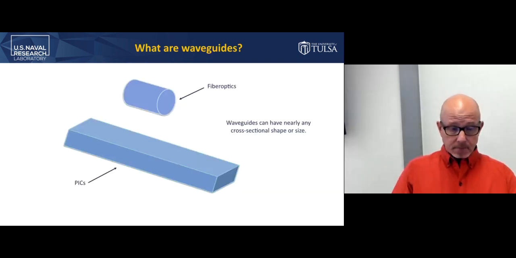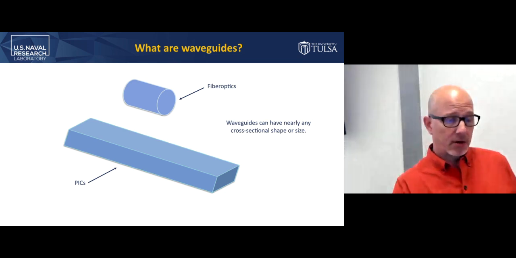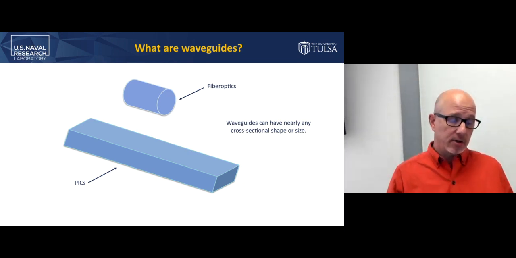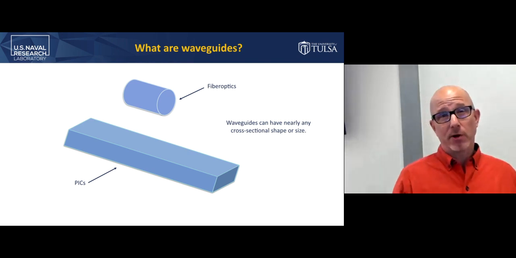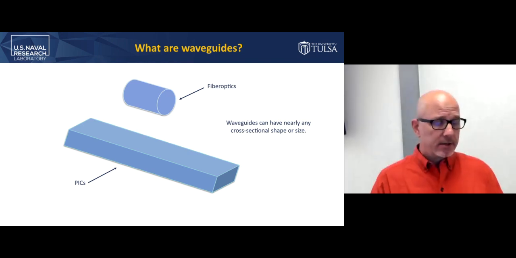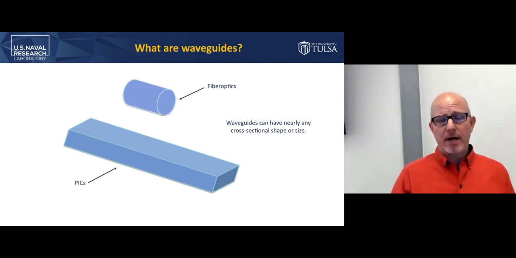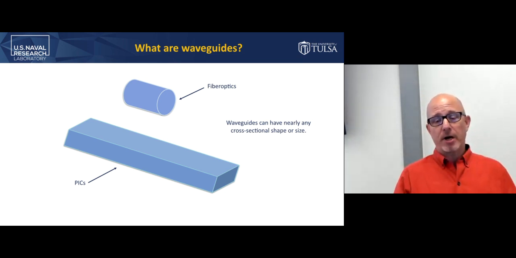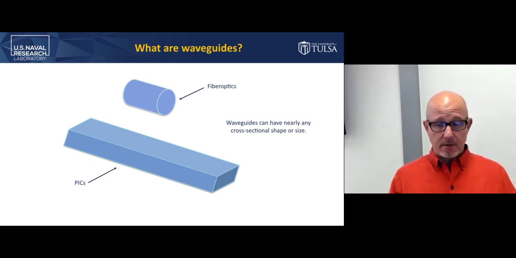Now, waveguides can have nearly any size or nearly any cross-sectional shape. The example I showed on the previous slide was a circular cross-section. For photonic integrated circuits, we're usually dealing with rectangular, trapezoidal, or some related structure. So to understand the parameter extraction process, I want to introduce you to the fabrication of photonic integrated circuit waveguides.